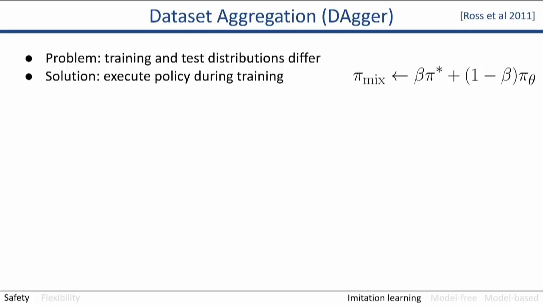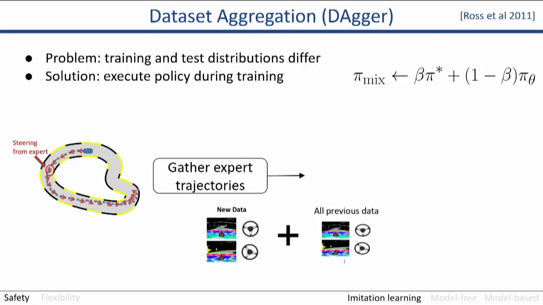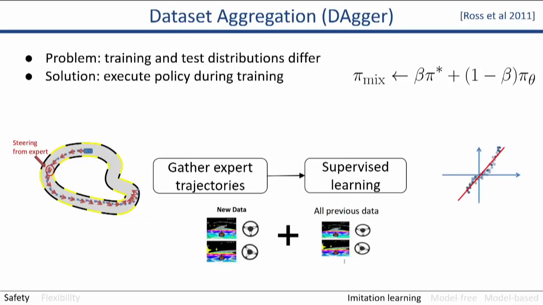Now what does the learning loop look like? First you gather expert trajectories. Maybe you have a car driving around some track. And you aggregate your new data with your old data. This is data set aggregation, this is the aggregation part. Then you do supervised learning to train your model to match the expert, and you repeat this loop. When you repeat this loop and gather expert trajectories, you gather them according to pi mix. Any questions on DAgger?